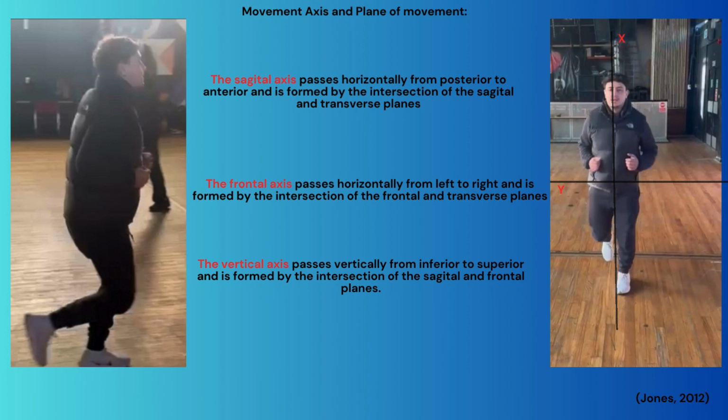Moving on to the next slide, we have the movement axis and plane of movement. According to John, there are three planes of movement. The sagittal axis passes horizontally from posterior to anterior and is formed by the intersection of the sagittal and transverse plane. The frontal axis passes horizontally from left to right and is formed by the intersection of the frontal and transverse plane. The vertical axis passes vertically from inferior to superior and is formed by the intersection of the sagittal and frontal plane.